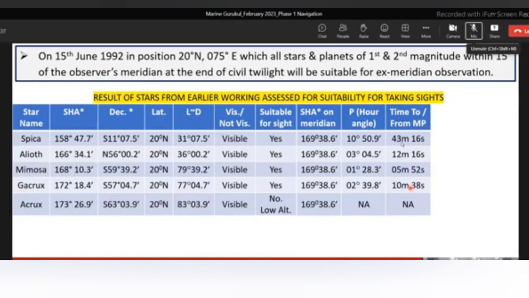Sir, what is P? Can you define this so that we can imagine? Yes, beta. P is basically the angle which the star has to cover to come on the meridian. You see, Spica is at 158 SHA. To come on my meridian, it has to come at 169 SHA. 169 SHA is the SHA on my meridian. So it has to cover 10 degrees 50.9. It is the difference between these two. How much time is it going to take? Just divide it by 15 2.5, you get 43 minutes and 16 seconds.